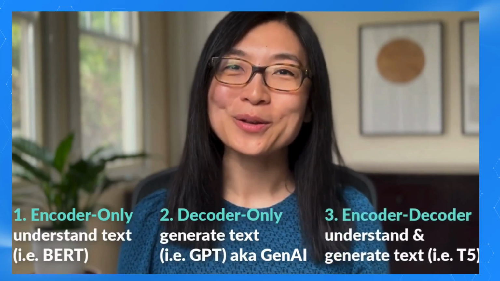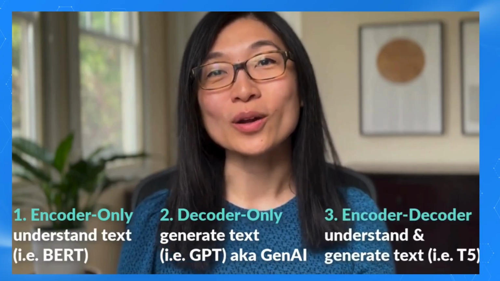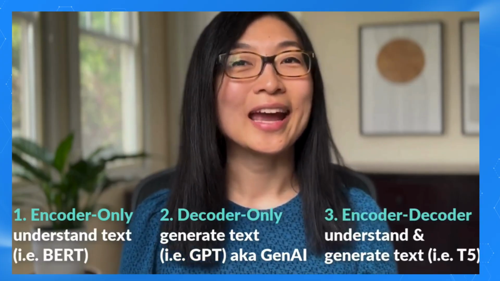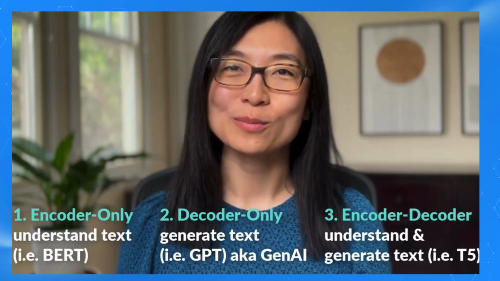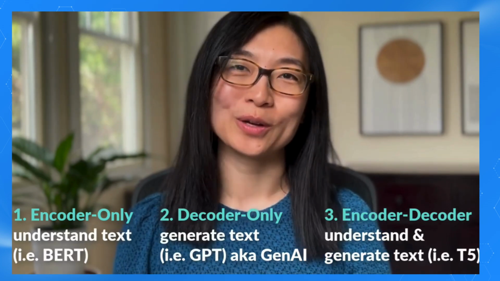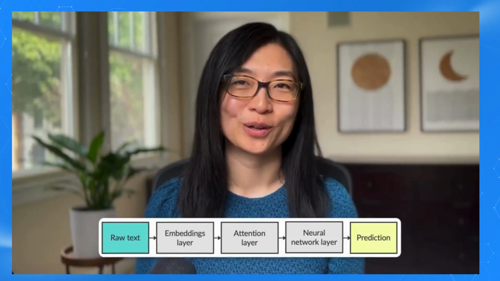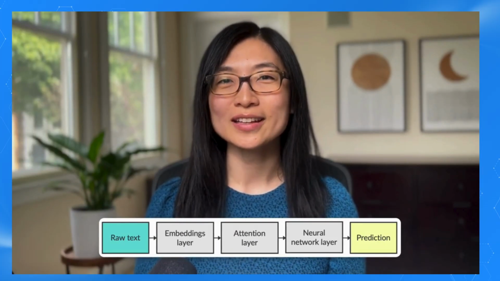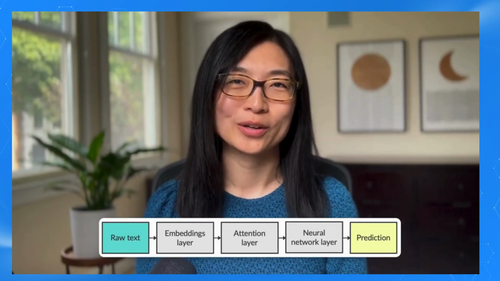And third, you have encoder-decoder models, which are used to both understand and generate text. And these are used for things like translation or summarization. An example of this is the T5 model, which again was created by Google. And the common thread here is that all of these use the transformers architecture, but they're all structured slightly differently based on what task you're trying to accomplish.